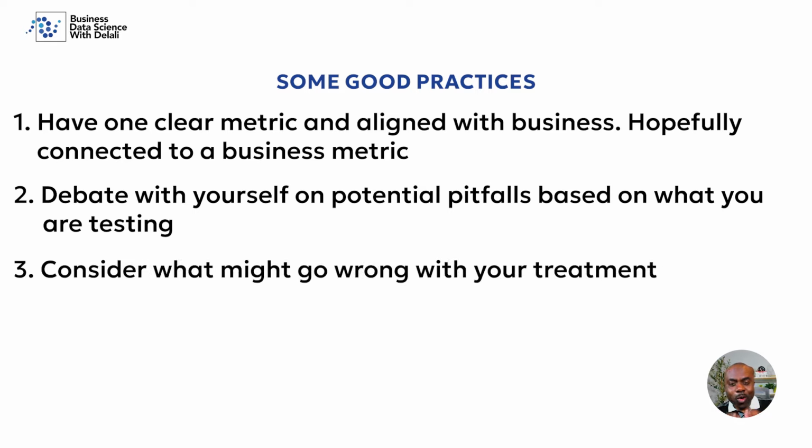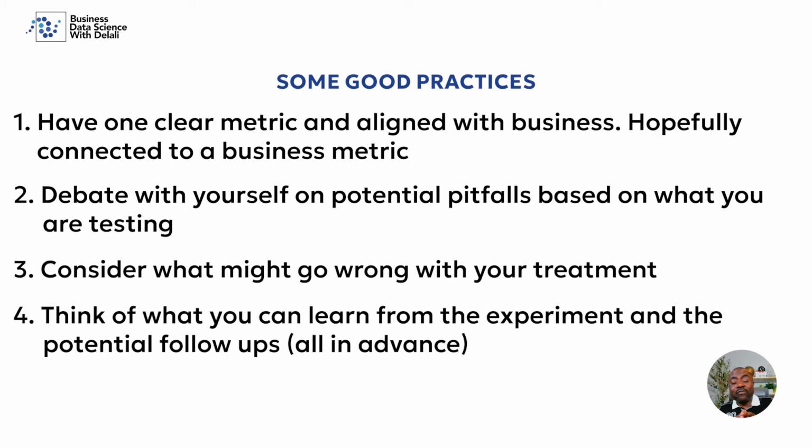And then consider what might go wrong in the experiment, what might go wrong to affect this metric. Think about that in advance. Debate with people, look at peer reviewers, review your thinking with them. And then also think about what potential follow-ups you can do. What this will do is help you think about some other metric that might be relevant that you are not considering. These are some of the good things to do when thinking about how to come up with the right business metric for an experiment.